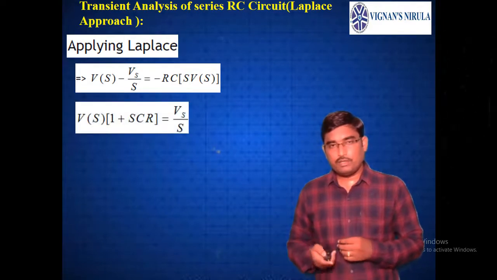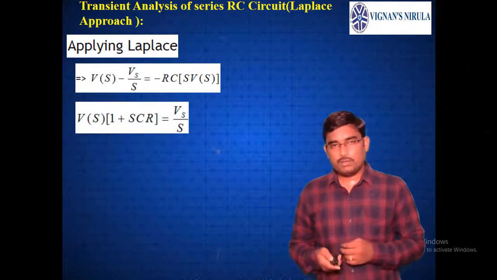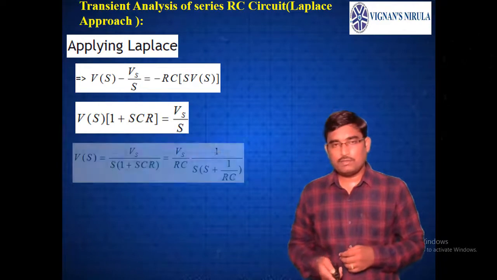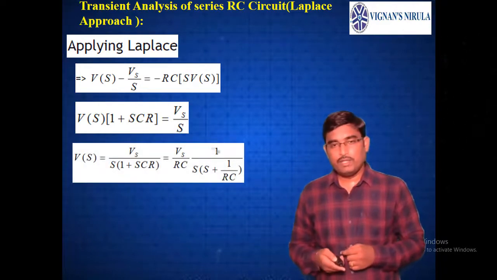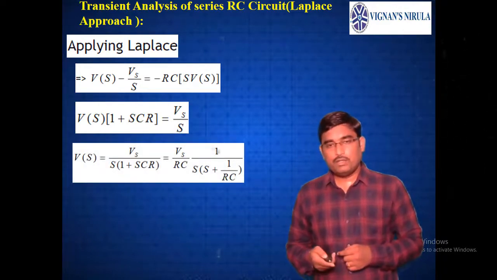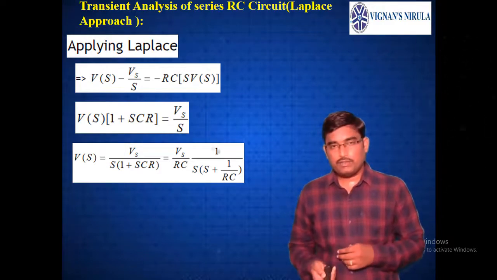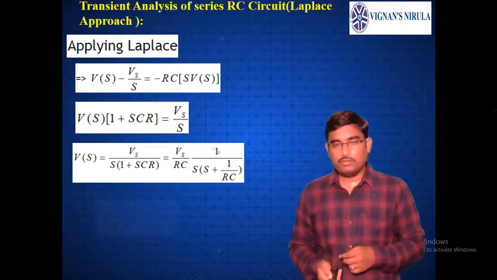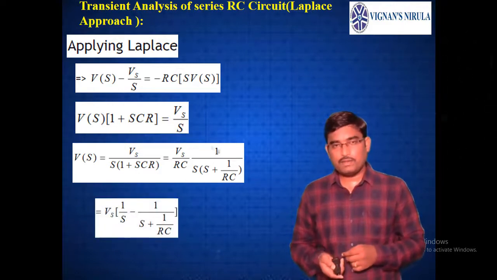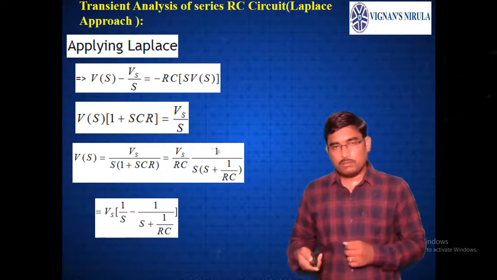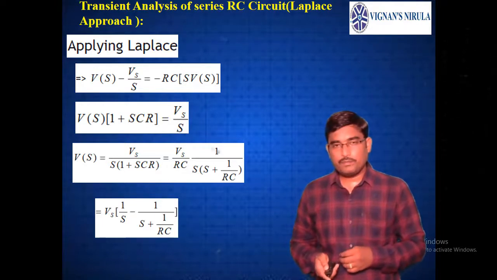Now if we take V of S common, V of S into (1 plus S RC) equals Vs by S. From this, if you write V of S, then it becomes Vs by S into (1 plus S RC). If you rewrite this, Vs by RC into 1 by S into (S plus 1 by RC). If you do the partial fractions, then it becomes Vs into (1 by S minus 1 by (S plus 1 by RC)).